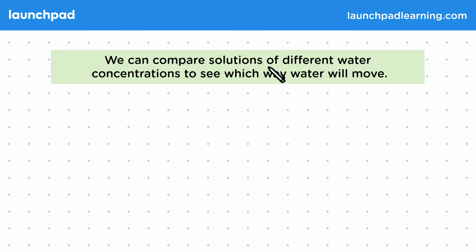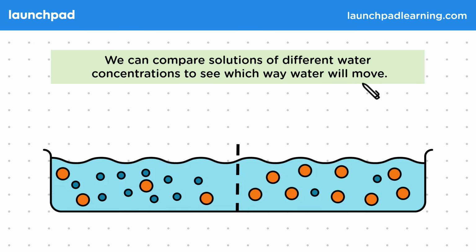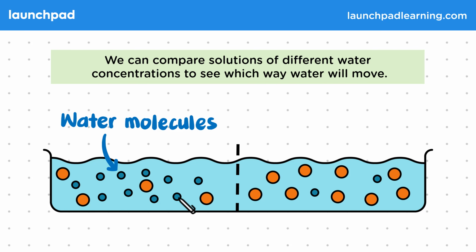We can compare solutions of different water concentrations to see which way water will move. In this image, you can see two solutions separated by a partially permeable membrane. This left-hand side has a higher concentration of water molecules. You can see that there are more blue dots on this side.